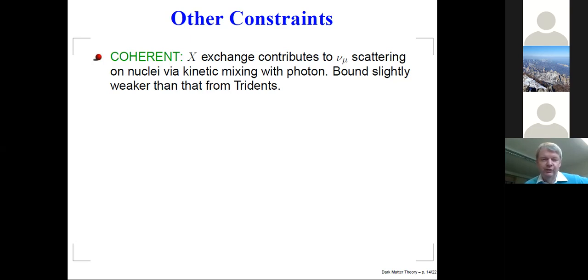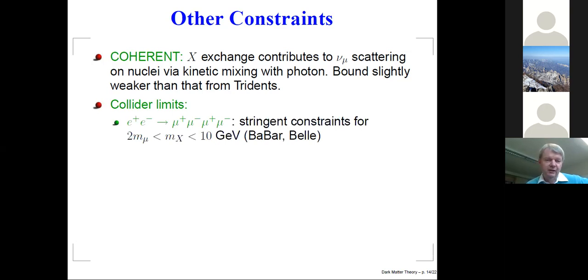And the bound on this is comparable to, slightly weaker than, that from the tridents, as you will see later. Then you can also worry about collider limits. In fact, there are quite strong collider constraints from looking for 4 muon final states. So you produce an e+ e- to a mu+ mu-, radiate an X boson from there, and that one decays also into a mu+ mu-, giving you 4 muon final states, a very nice signature. And that gives stringent constraints.